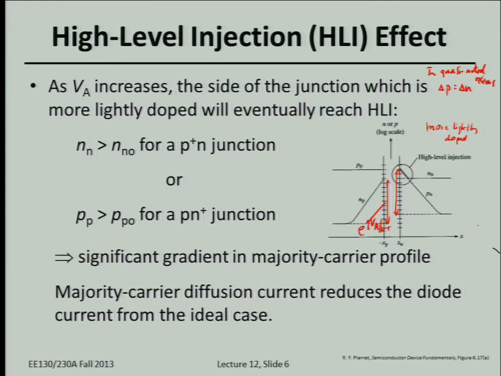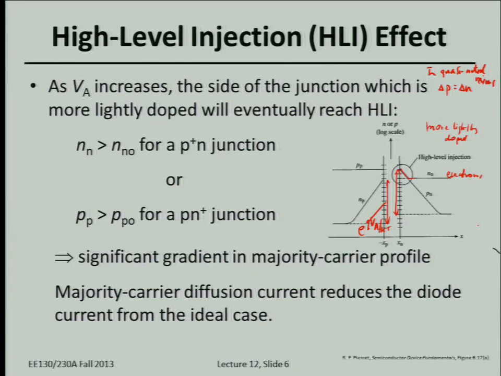It's just that for majority carriers, that excess charge was always negligible until now. So if you go to very high forward biases, you'll start to affect the majority carrier concentration profile significantly, and the diffusion current of majority carriers becomes significant. In this example, we're looking at electrons as the majority carriers on the right side, and now there's a significant concentration gradient of the electrons on the right-hand side.